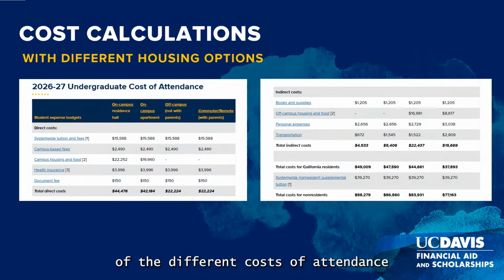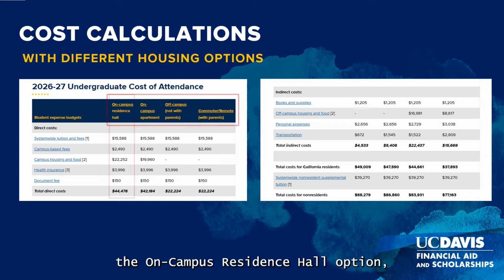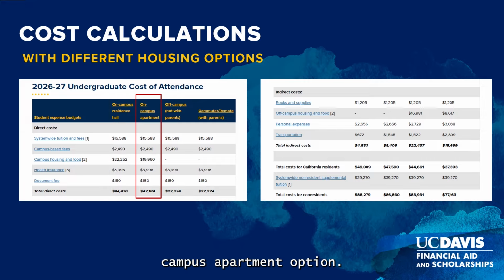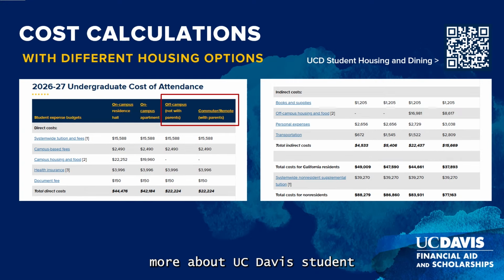This is an example of the different costs of attendance for the different housing options. Incoming first-year freshmen will have the on-campus residence hall option, and transfer students will have the on-campus apartment option. The off-campus options include off-campus not living with parents and commuter living with parents. Scan the QR code to learn more about UC Davis student housing and dining options.